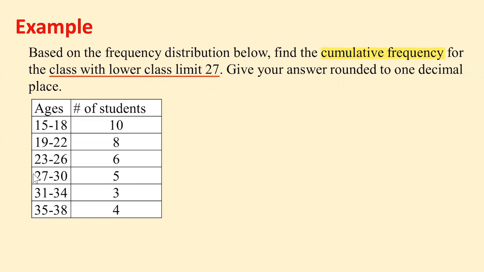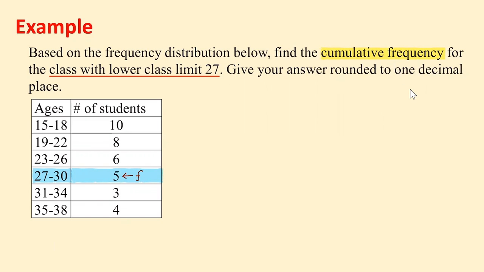So here is that class. The class with the lower limit 27 is 27 through 30. So we want to find the cumulative frequency for this class. And if you look at this class, 27 through 30, the frequency for that class is 5. So that is the frequency for that class. This is your frequency F. But what we are looking for is the cumulative frequency.